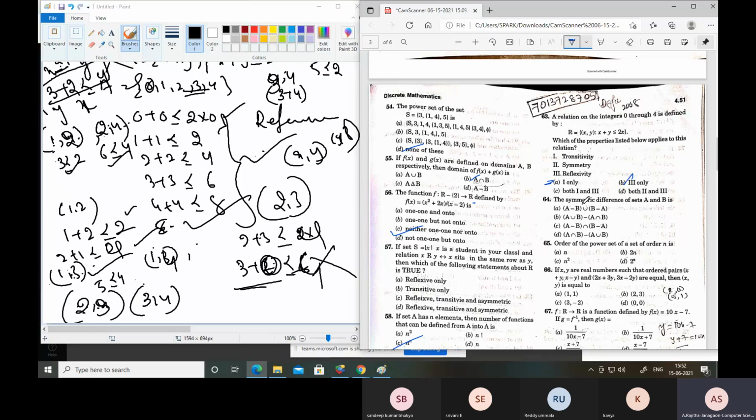Okay. So now what is the symmetric difference? The direct formula for symmetric difference is A minus B union B minus A, or A union B minus A intersection B. So this one and this one. That is 64. The order of the power set is 2 to the power of n.